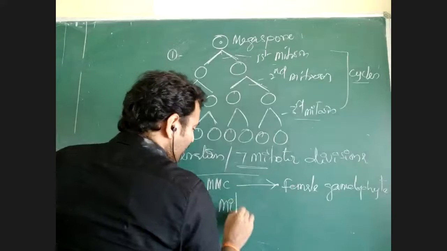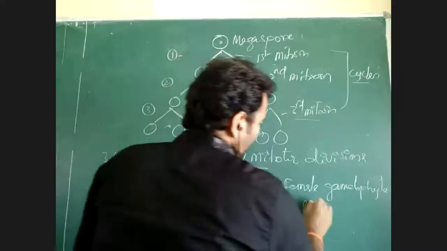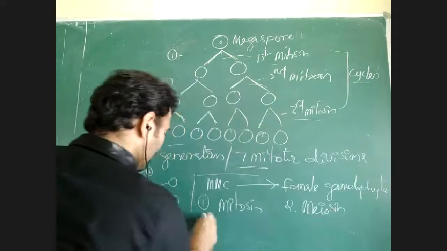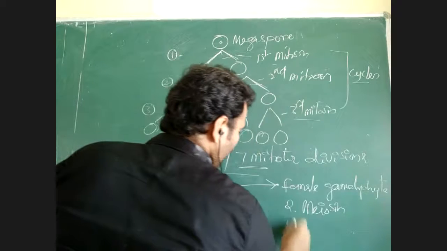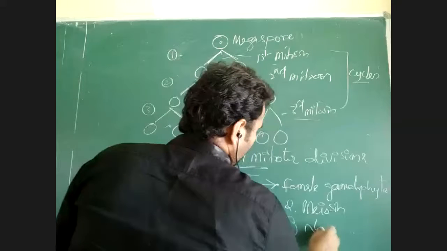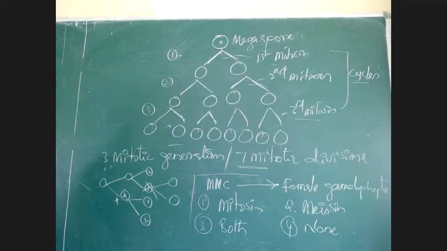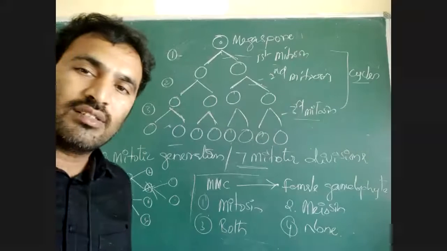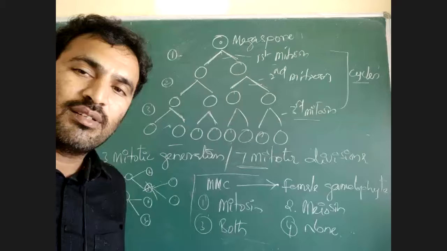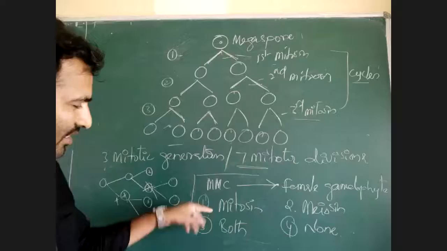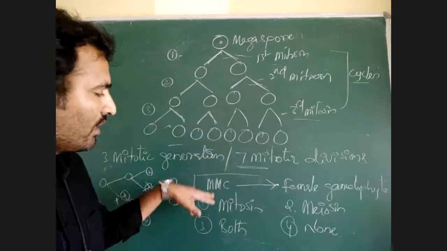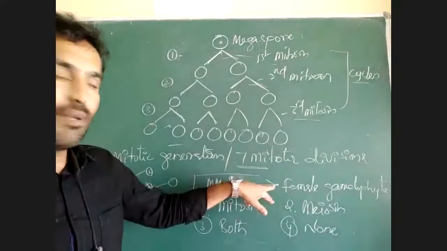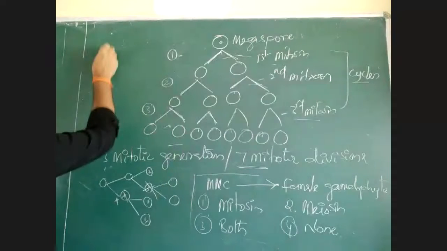First option is mitosis. Second one is meiosis. Third option is both. Fourth option is none. If a question comes like this, what is your answer? Both, sir. Huh? Both, sir. Who is answering? Sadhana, sir. Sadhana madam. Yeah, active girl. Active girl Sadhana. According to this, both are the divisions that are taking place during the conversion of MMC to female gametophyte. Why? Because MMC is there.